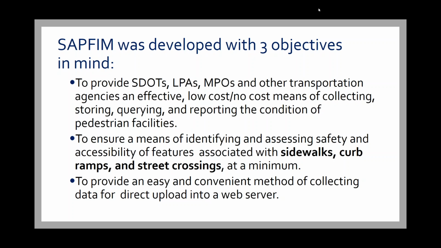And we wanted to ensure that there was a means in the tool to identify and assess safety and accessibility together. So the features associated with sidewalks, curb ramps, and street crossings in your transportation rights of way at a minimum are available collection points in the system. And then to provide an easy and convenient method for collecting the data for direct upload to a web server. So it needed to be easy for anyone to collect that data and provide access to the local or the state DOT, et cetera.